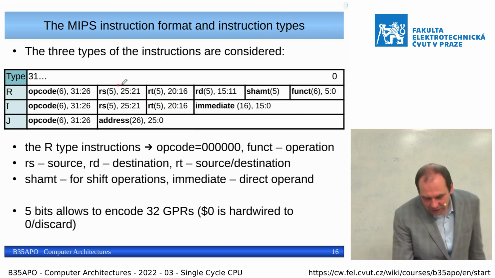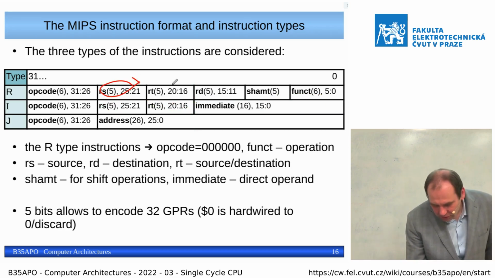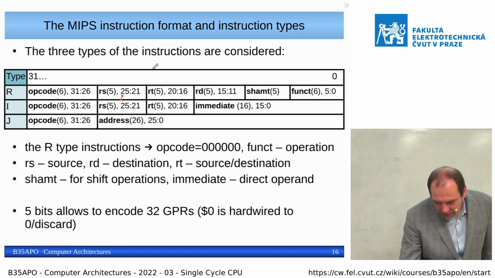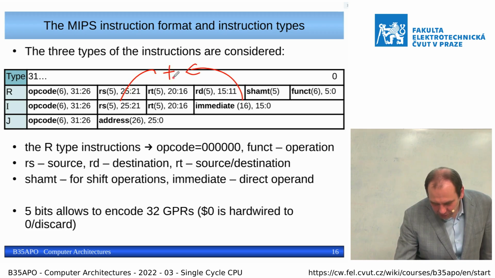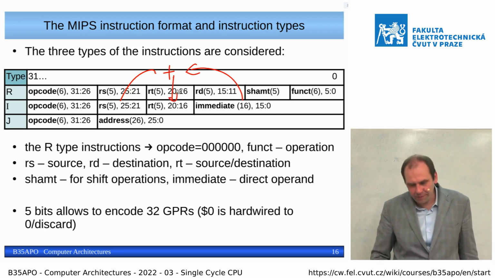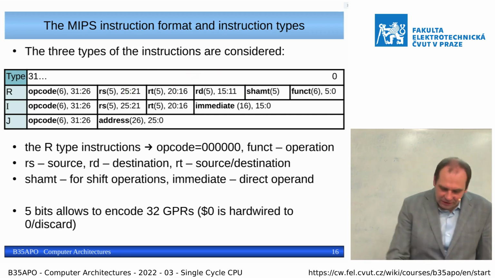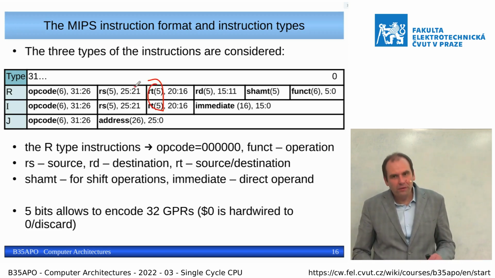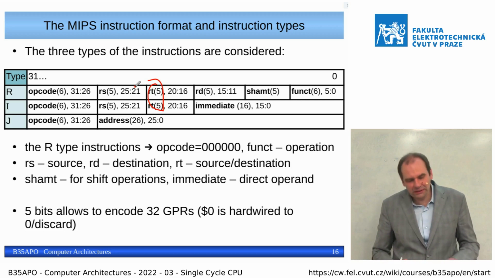So this is for 3 operand. It is source, and this is the destination. So basically, we add those 2 values and put it there. For the immediate, we take this value plus this value from the immediate part and store it here. And so the register changed the role from the source to destination.